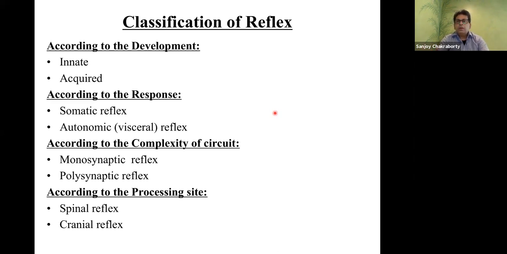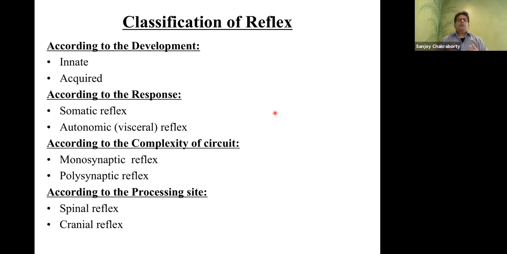Acquired reflexes, the easiest example is riding a bicycle. You learn how to balance over those 2 wheels. That's acquired. Or roller blading. Those things are acquired. Or you become the best goalkeeper in a hockey game. Think about that: a tiny puck is moving so fast, yet the goalkeeper can catch it easily. Those are called acquired reflexes. Okay. According to the response, that's very straightforward.